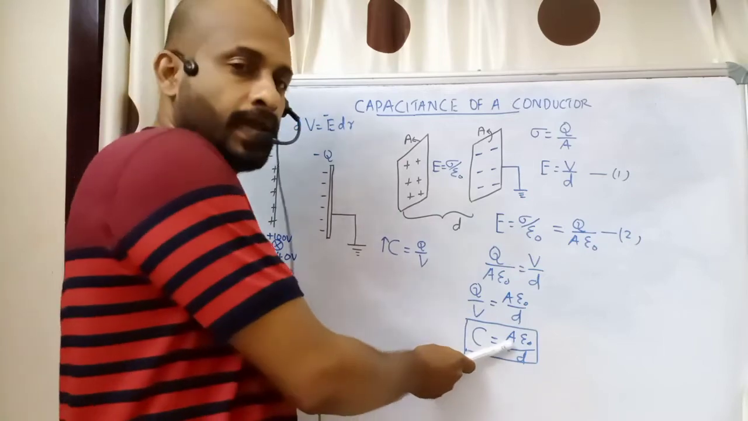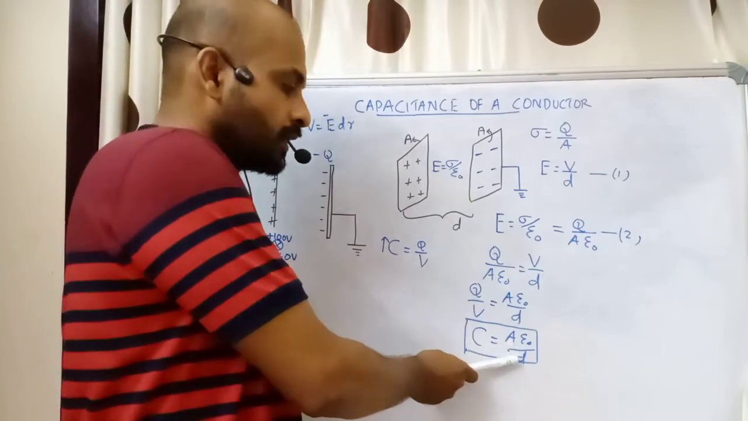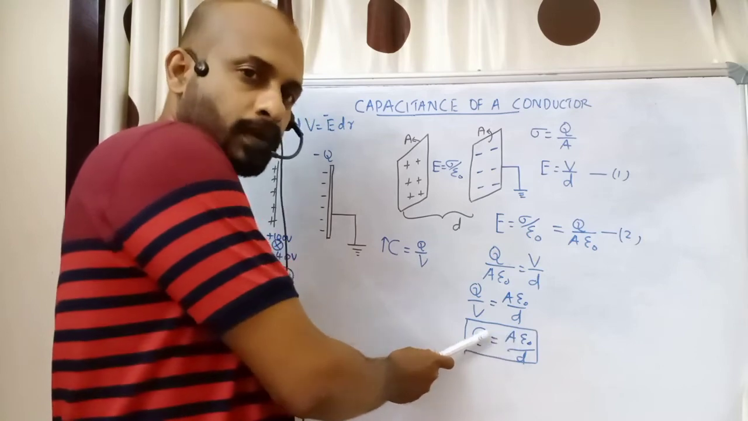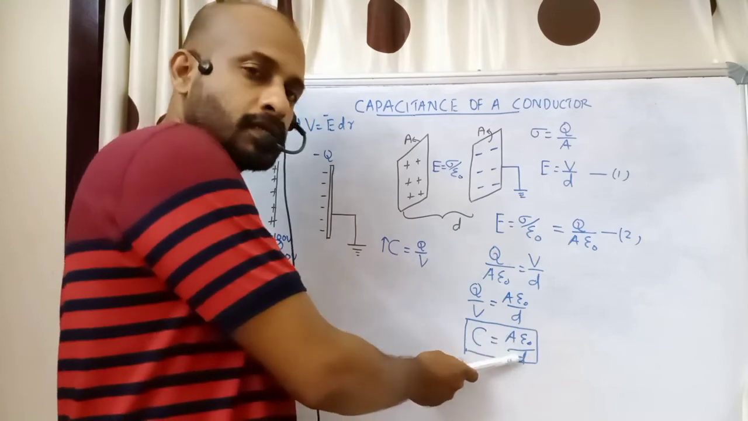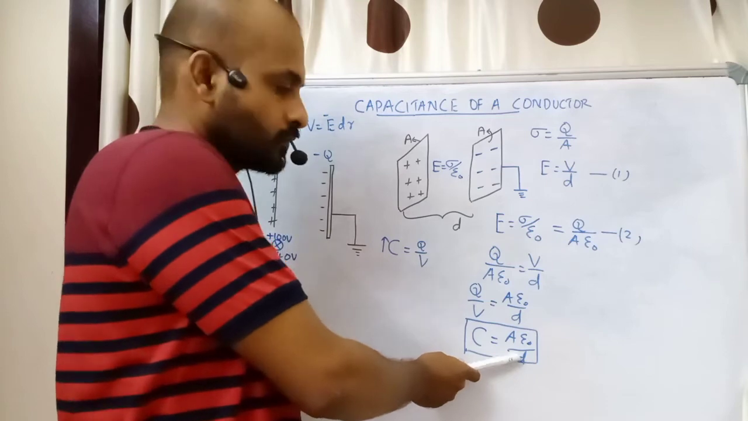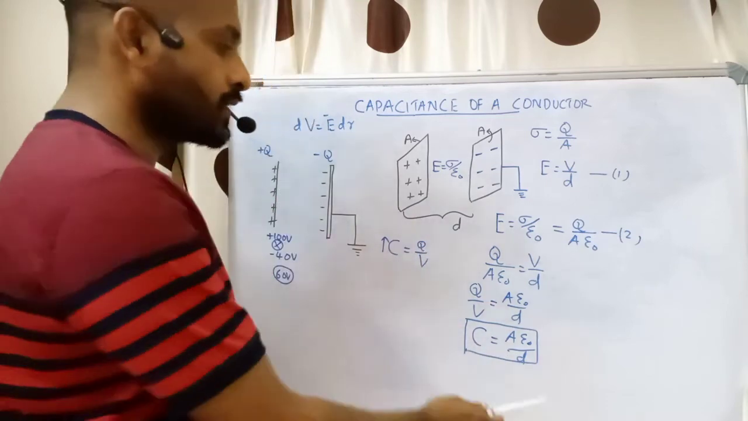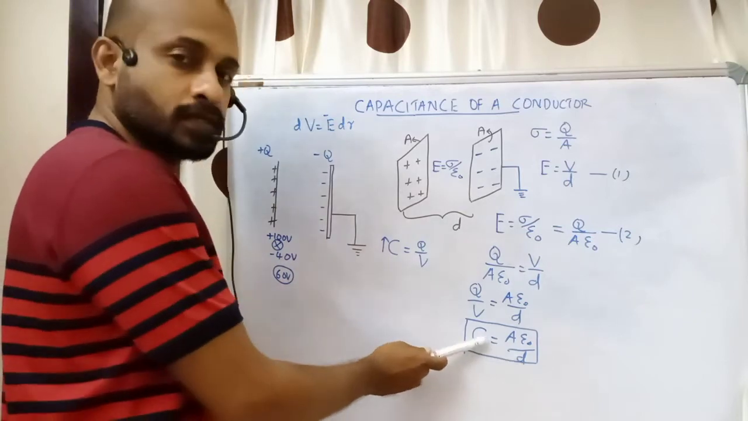Here A is the area of each plate, D is the distance between the plates. Whenever the area increases, capacity increases. When distance increases, capacity decreases. So that's the relation for capacity of a parallel plate capacitor. When distance decreases, capacity increases.